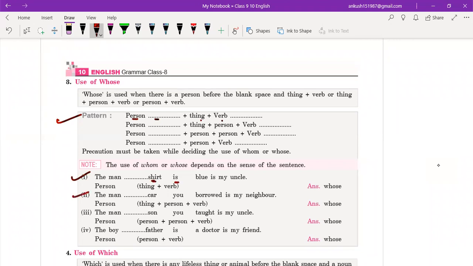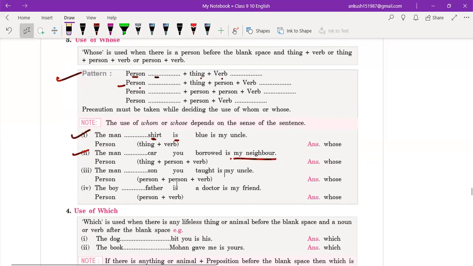Here shirt is a thing and is is the verb. Understood? The second pattern: person plus whose plus thing plus person plus verb. So the man whose car you borrowed is my neighbor. The man whose car you borrowed, in the sense person plus thing plus person plus verb. Okay, these are the patterns where we use or put relative pronouns.